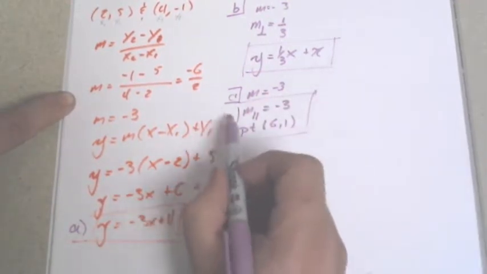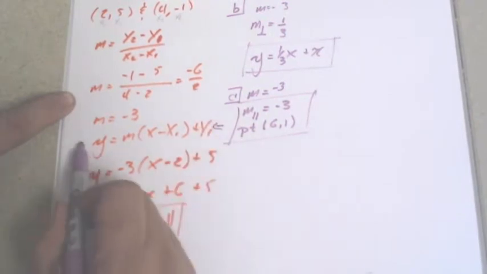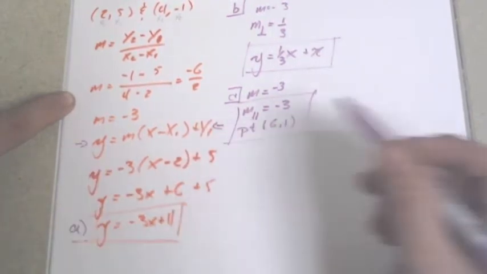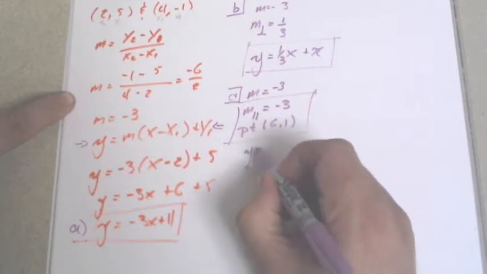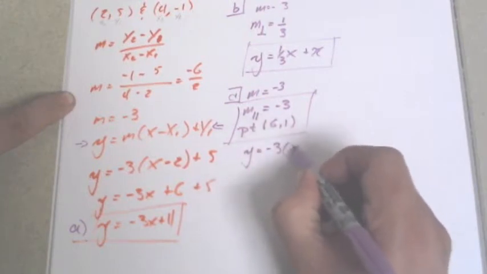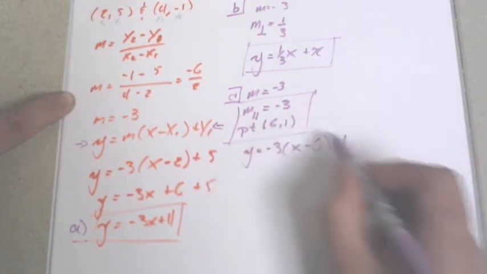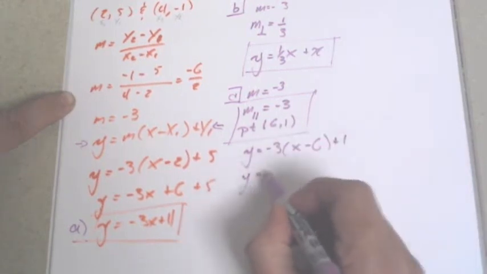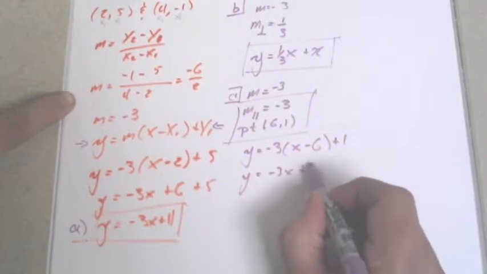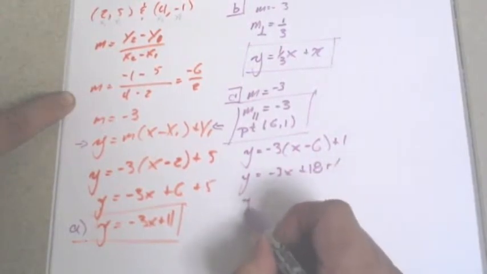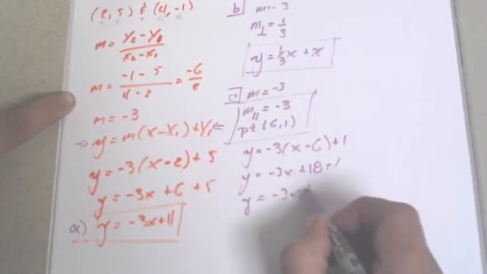I'm going to use the same form here, but again, use whichever form you're most comfortable with. So y equals -3 times (x minus the x value of the point) plus the y value of the point we want. So -3x plus 18 plus 1, so y equals -3x plus 19.